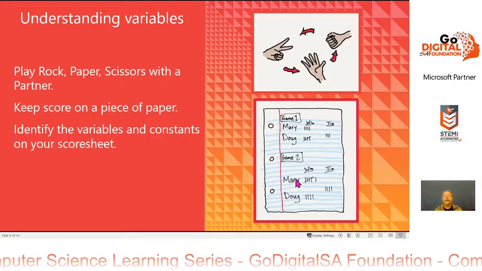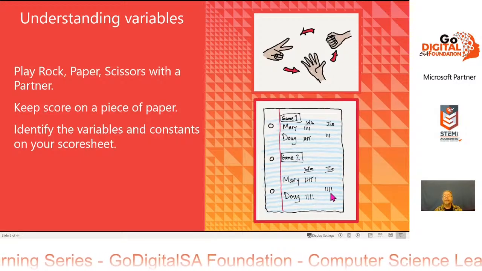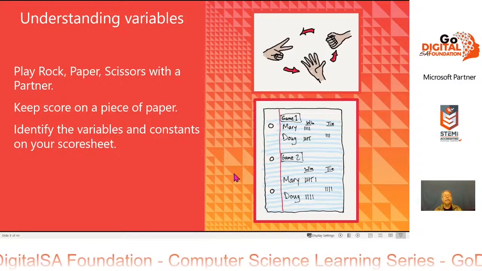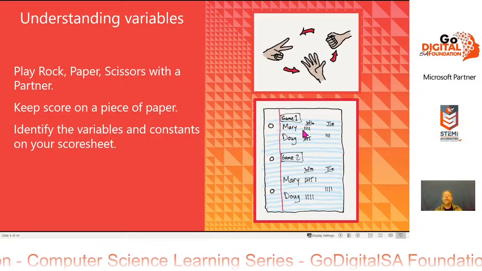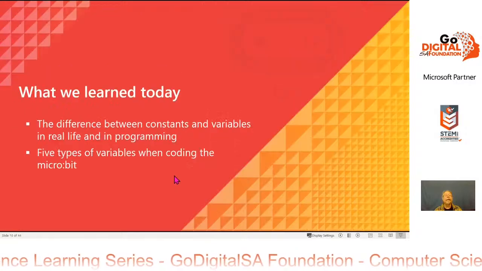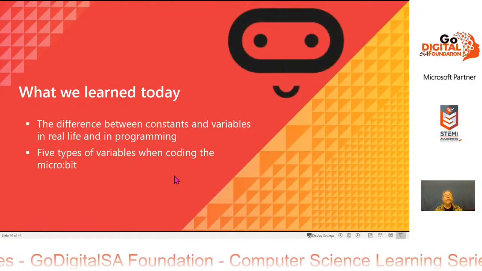And here we've got game 2, where Mary got 6. There were 4 ties, and Doug got 4, so here Mary wins. So the variables are Mary's score, Doug's score, and the number of ties. So that's all there is to constants and variables.